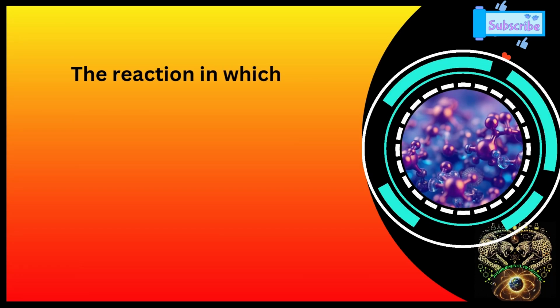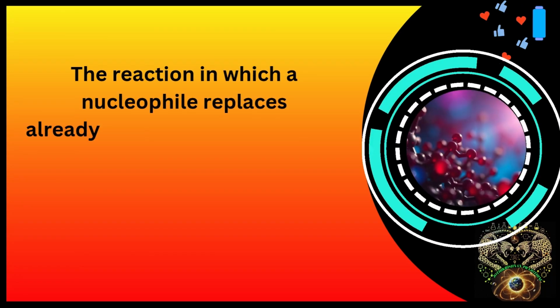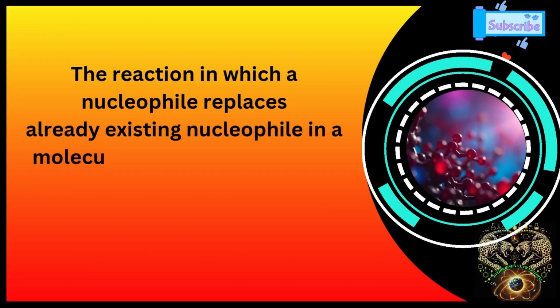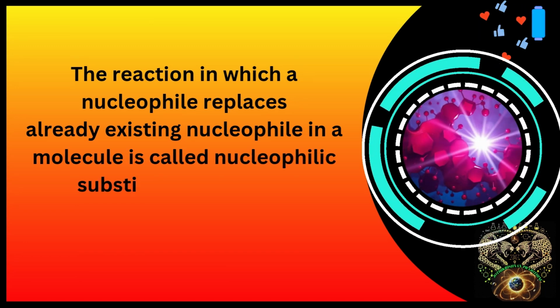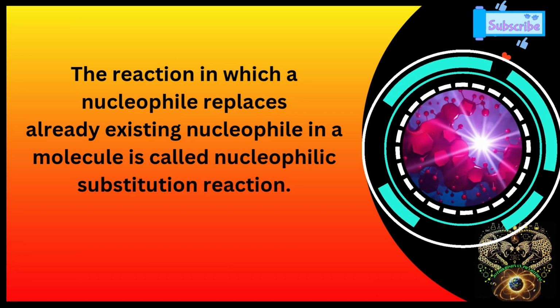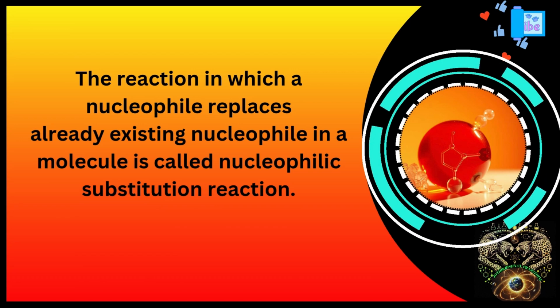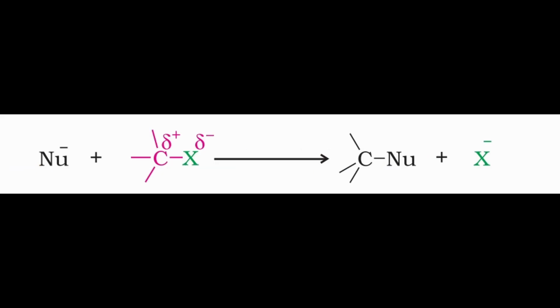The reaction in which a nucleophile replaces an already existing nucleophile in a molecule is called a nucleophilic substitution reaction. In this type of reaction, a nucleophile reacts with a haloalkane, which is a substrate having a partial positive charge on the carbon atom bonded to a halogen. A substitution reaction takes place and the halogen atom, called the leaving group, departs as a halide ion. Since the substitution reaction is initiated by a nucleophile, it is called a nucleophilic substitution reaction.